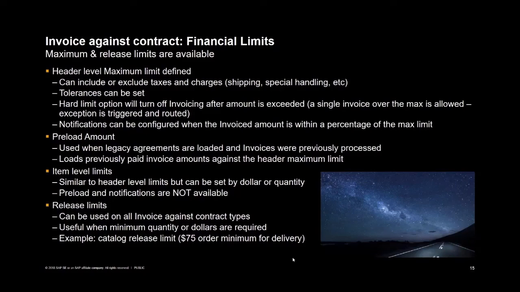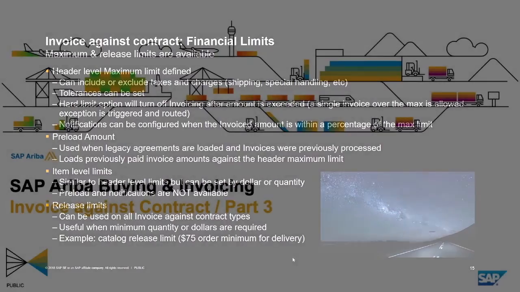And then finally, release limits. So again, we talked about releases. This is where you will cut requisitions against your contract. This is a lot of times minimum order quantities or dollar amounts for free delivery and things like that. You can set your release limits online or at a catalog level. If you have a catalog or supplier level, you can do it on the supplier catalog level as well.